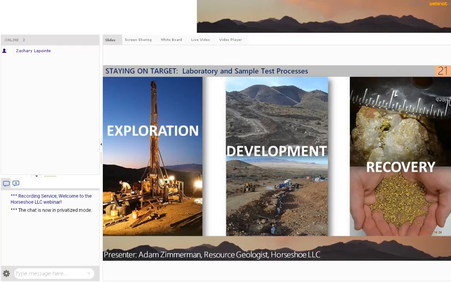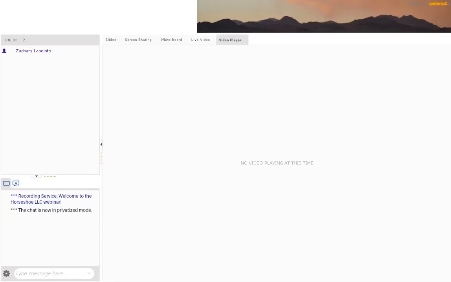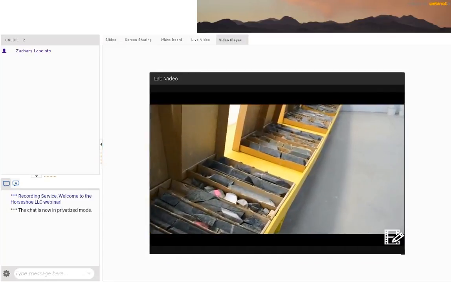I'll play a brief video of the laboratory processes that are used to determine grades contained within our gold-bearing quartz vein complex. This allows us to validate and also target exploration and development activities into the most attractive and economically viable areas for project expansion. We'll begin the video here.